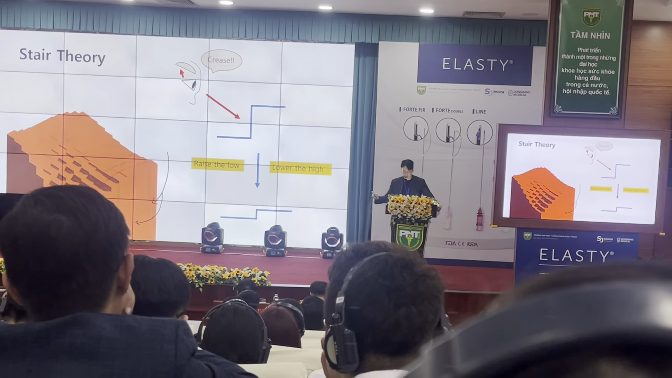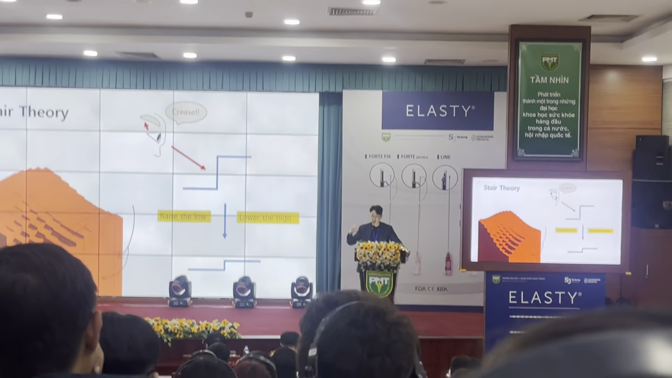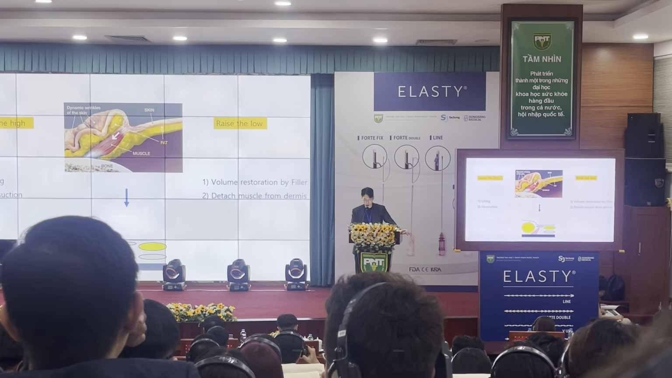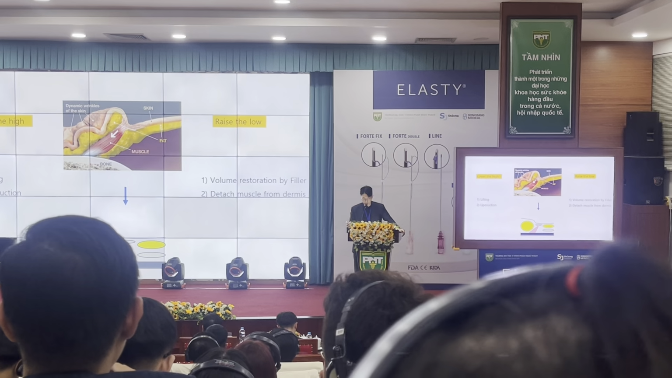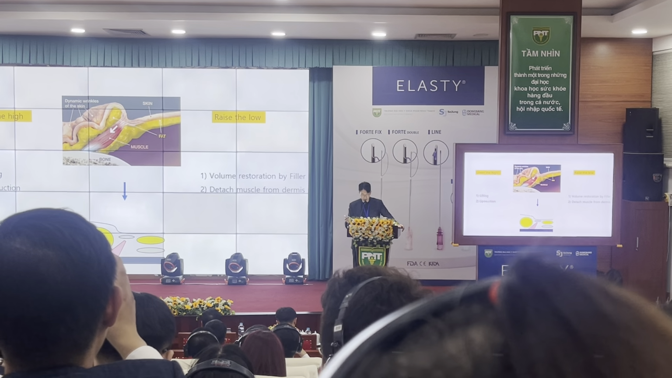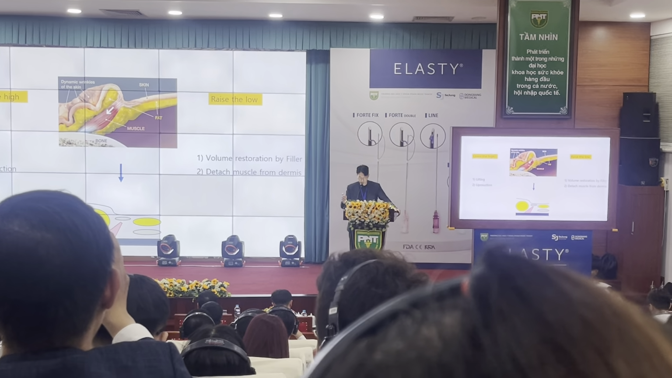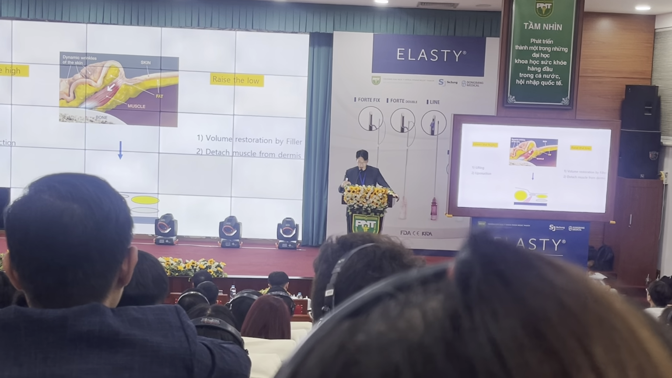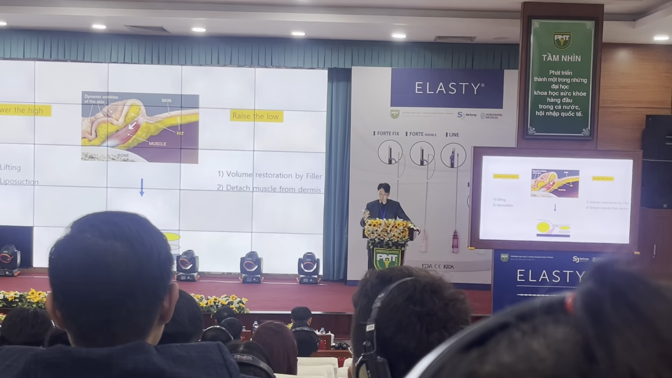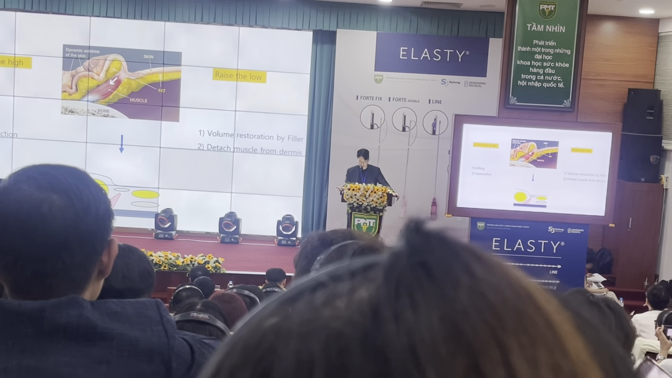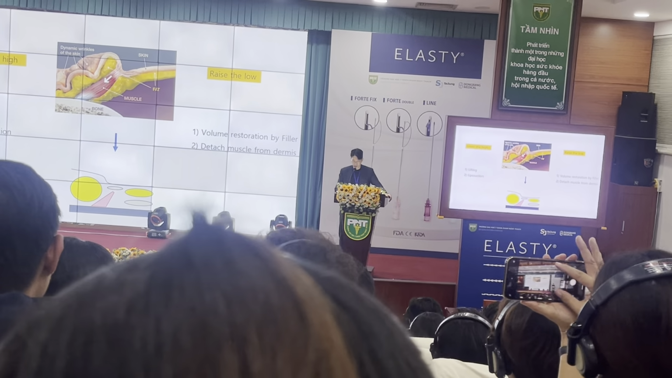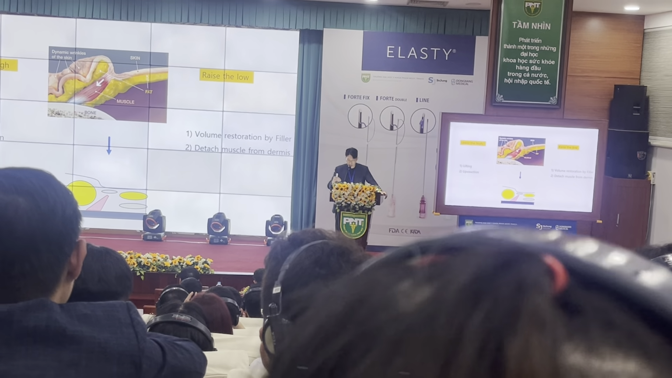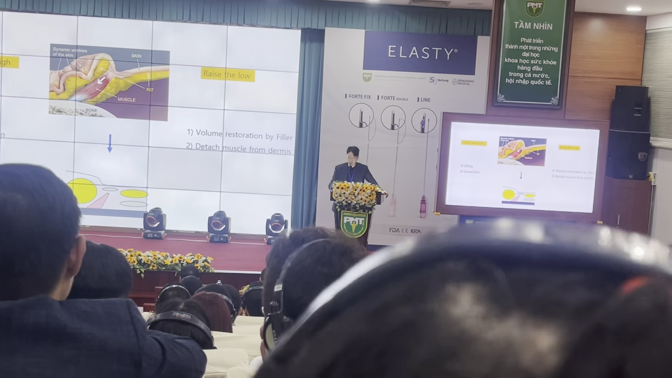Raising the lower aspect and lowering the higher aspect. Here is the solution. Lower the higher aspect with absorption or lifting to flatten the folded tissue, and raise the lower aspect with filler, both deeply and superficially. Deep injection is to restore volume, and superficial injection is to detach muscle from dermis.